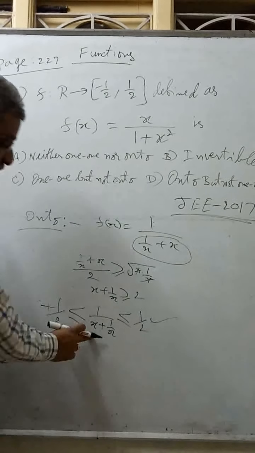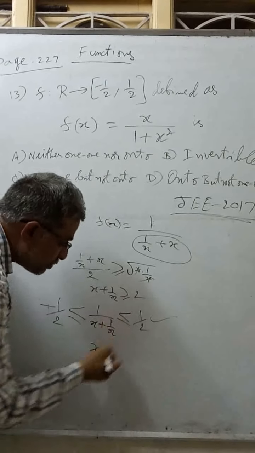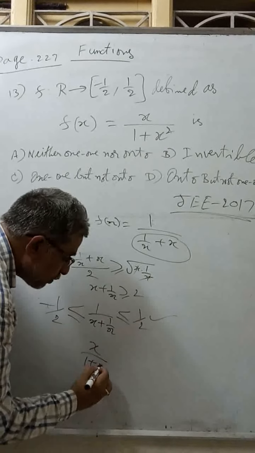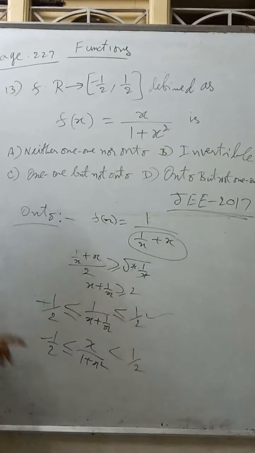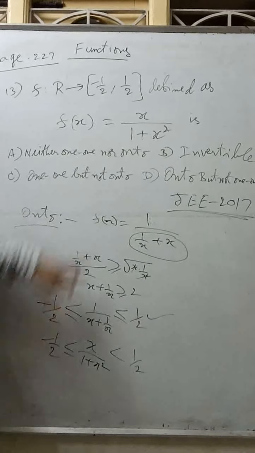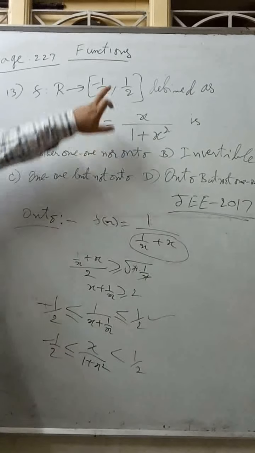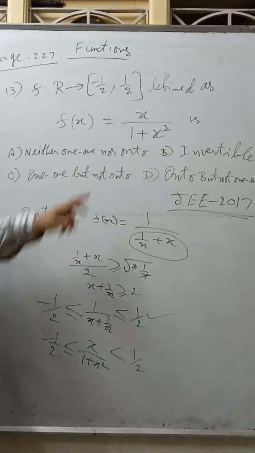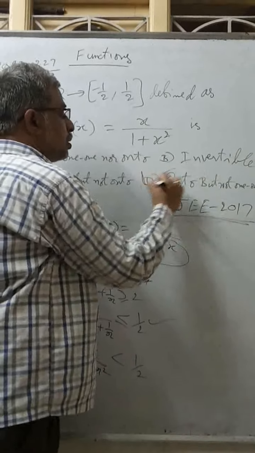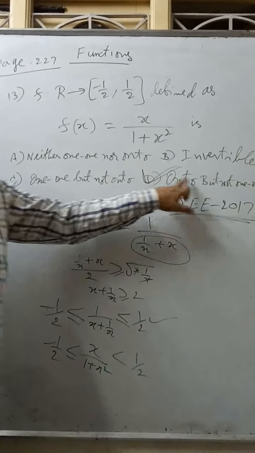So the range is minus 1 by 2 to plus 1 by 2. If I take the LCM with x and the numerator, it becomes a function only. So the range of f of x is minus 1 by 2 to plus 1 by 2. Range equals codomain, observe, range equals codomain. Therefore, it is an onto function, but not 1-1. So our option is 4: onto but not 1-1.